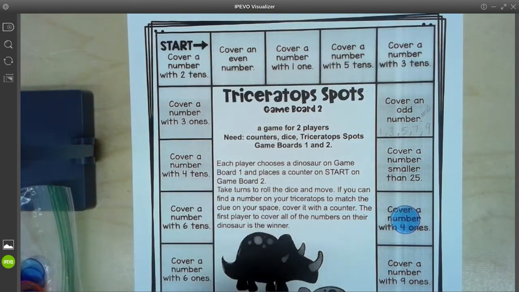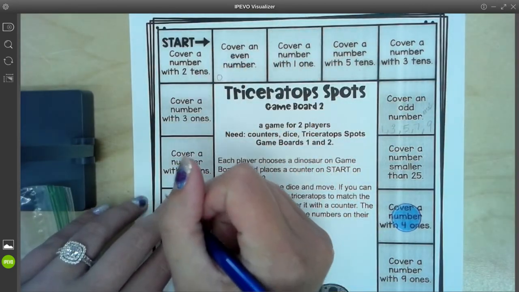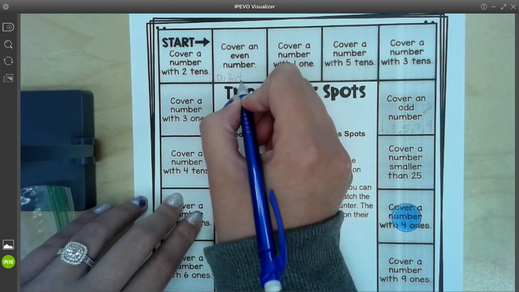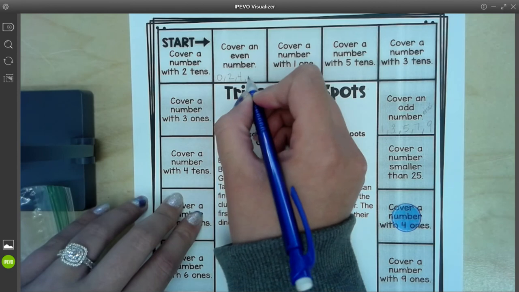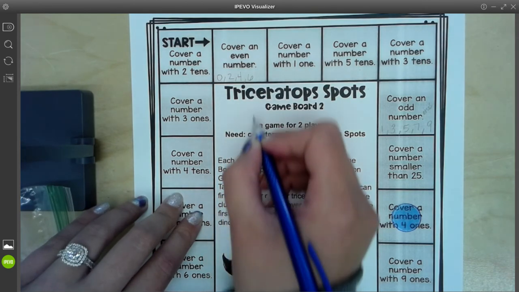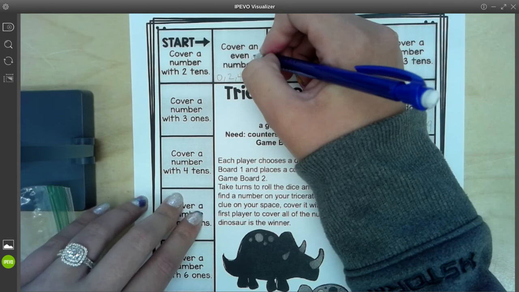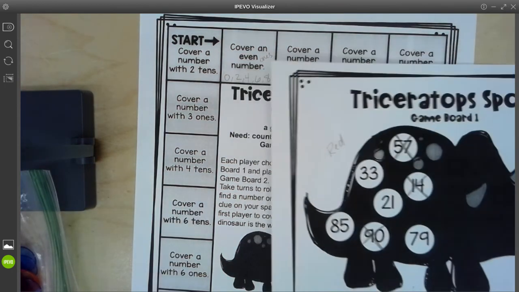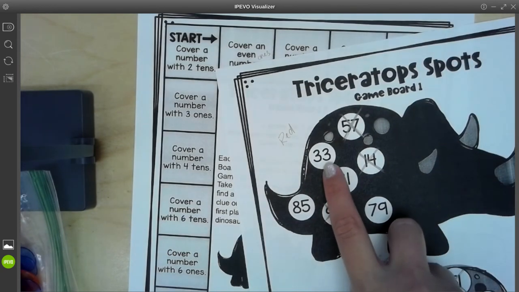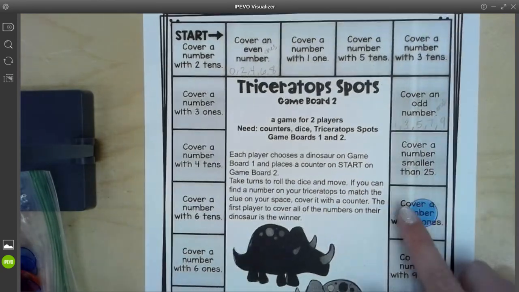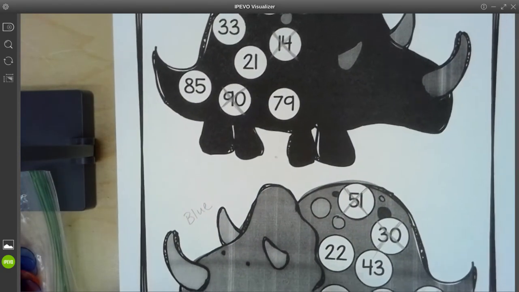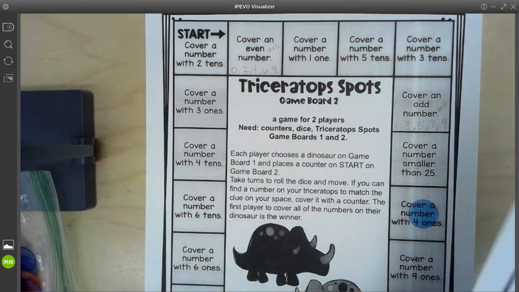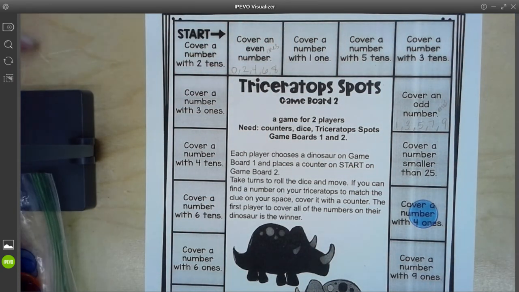And an even number will have 0, 2, 4, 6, or 8 in the ones place. So, like the number 33, it has a 3 in the ones place. So it would be an odd number. Whereas the number 22 has a 2 in the ones place. So it would be an even number. Okay? So if you land on either of those, that is how you tell.